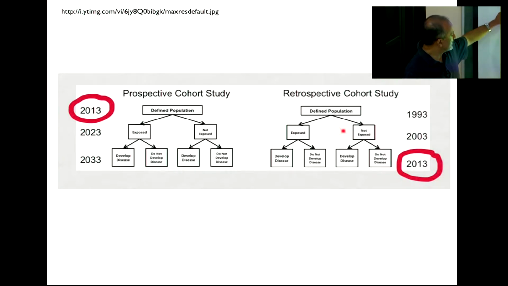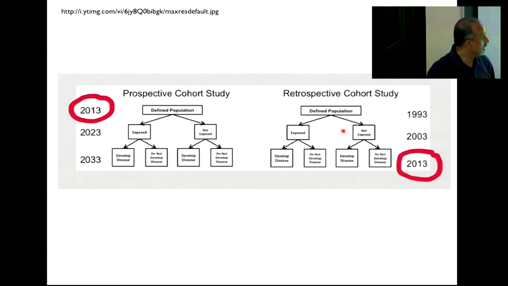Again, as an example, if you look at this at 2013, where you have a defined population that is exposed and not exposed, and then you can track them in time and ask at 2033, which fractions of the exposed population develops a disease versus does not develop a disease, and the same question for the not exposed population. For the retrospective cohort, you know who has developed a disease or not developed a disease across this.